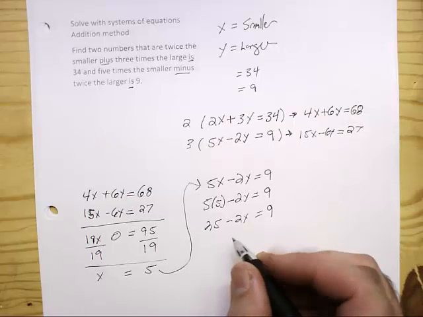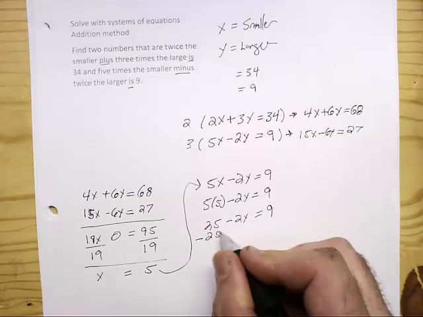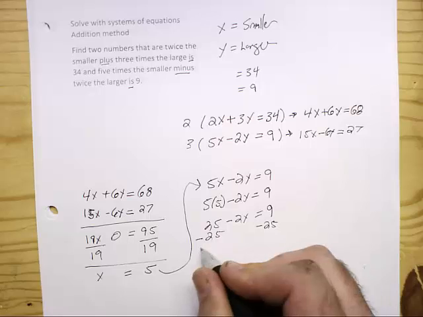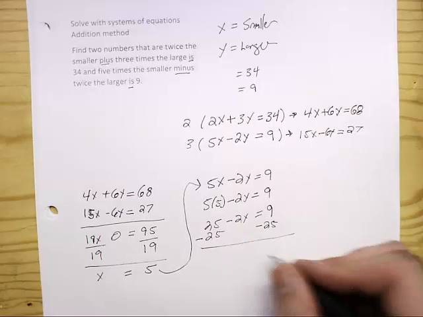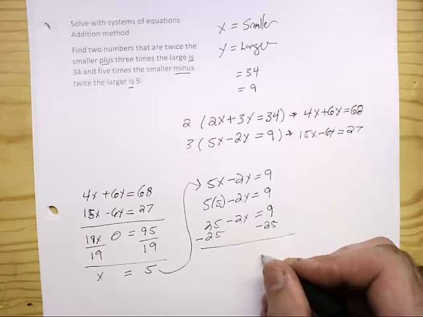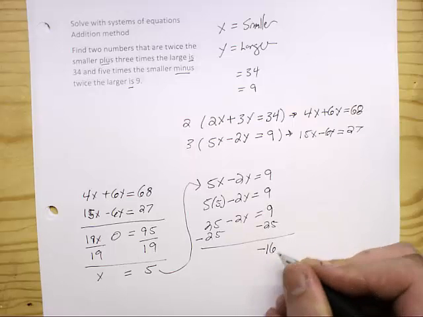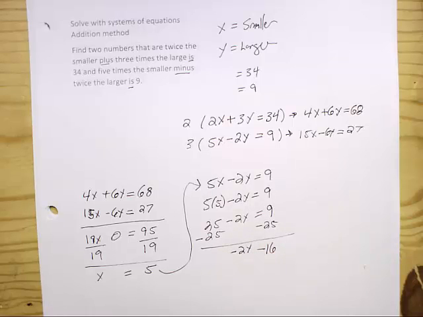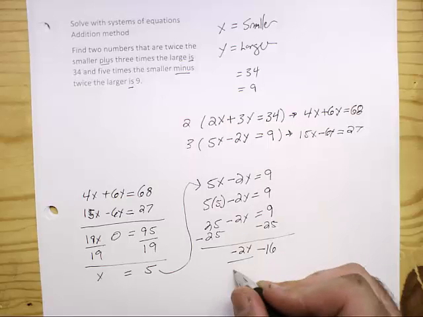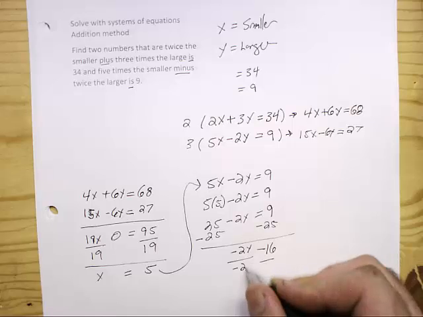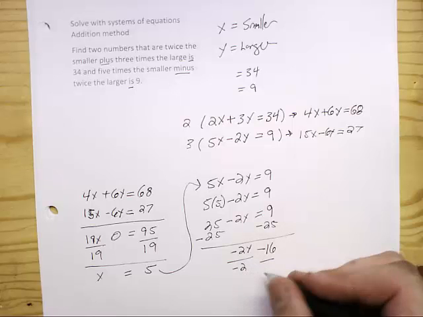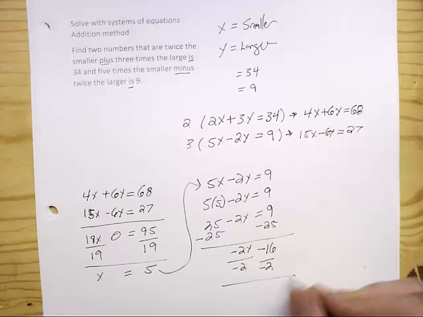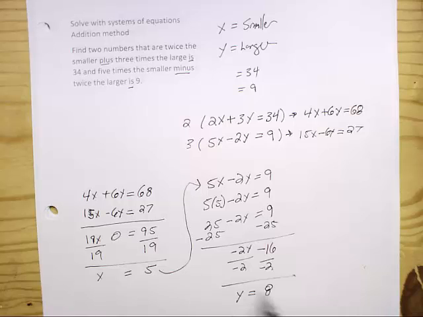What we're going to do is subtract 25. That gives us negative 16 equals negative 2y. Now we're going to isolate the y, so we divide the negative 16 by the negative 2, and we end up with y equals 8. So our answer is y equals 8 and x equals 5.